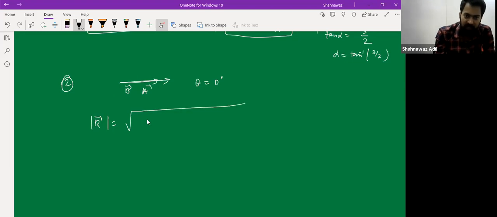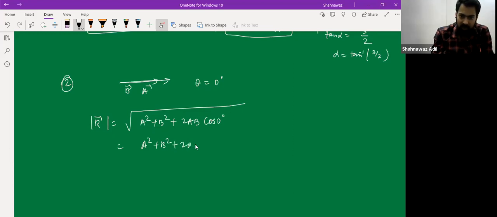Magnitude would be root of a square plus b square plus 2ab cos 0. So cos 0 is 1. So this would be a square plus b square plus 2ab, right? So this would be a plus b whole square, and then root. So this would be a plus b simply, right?